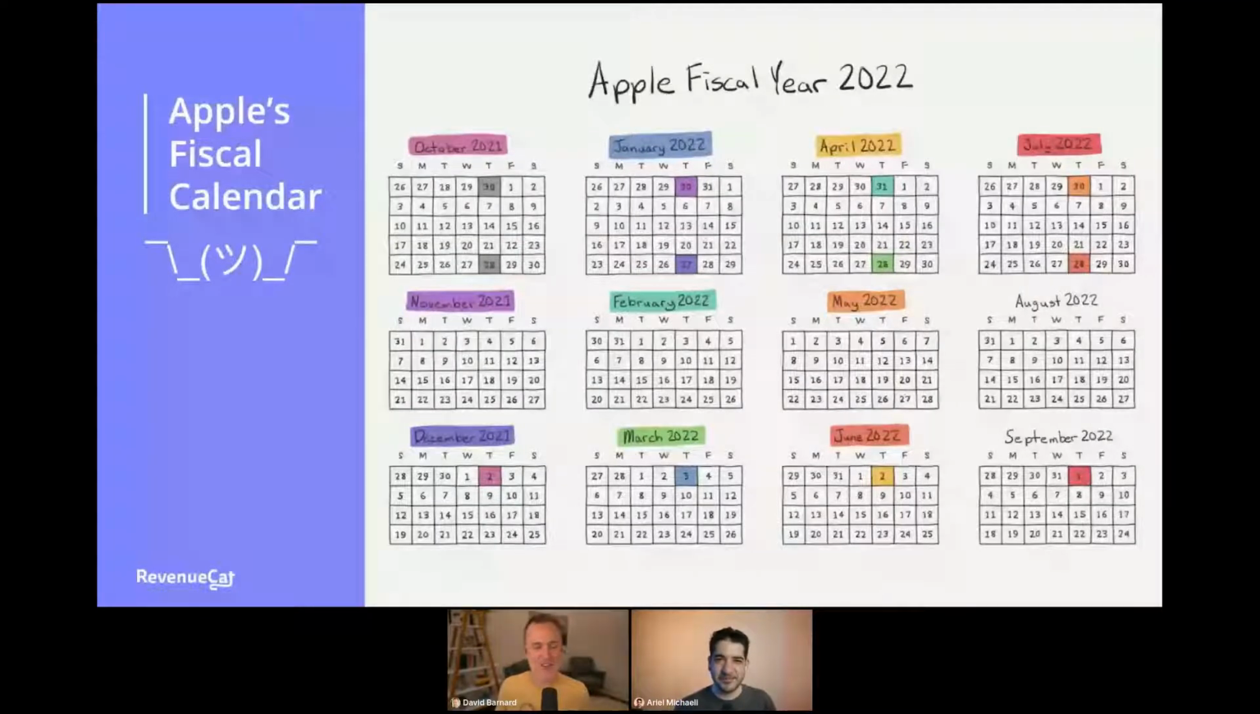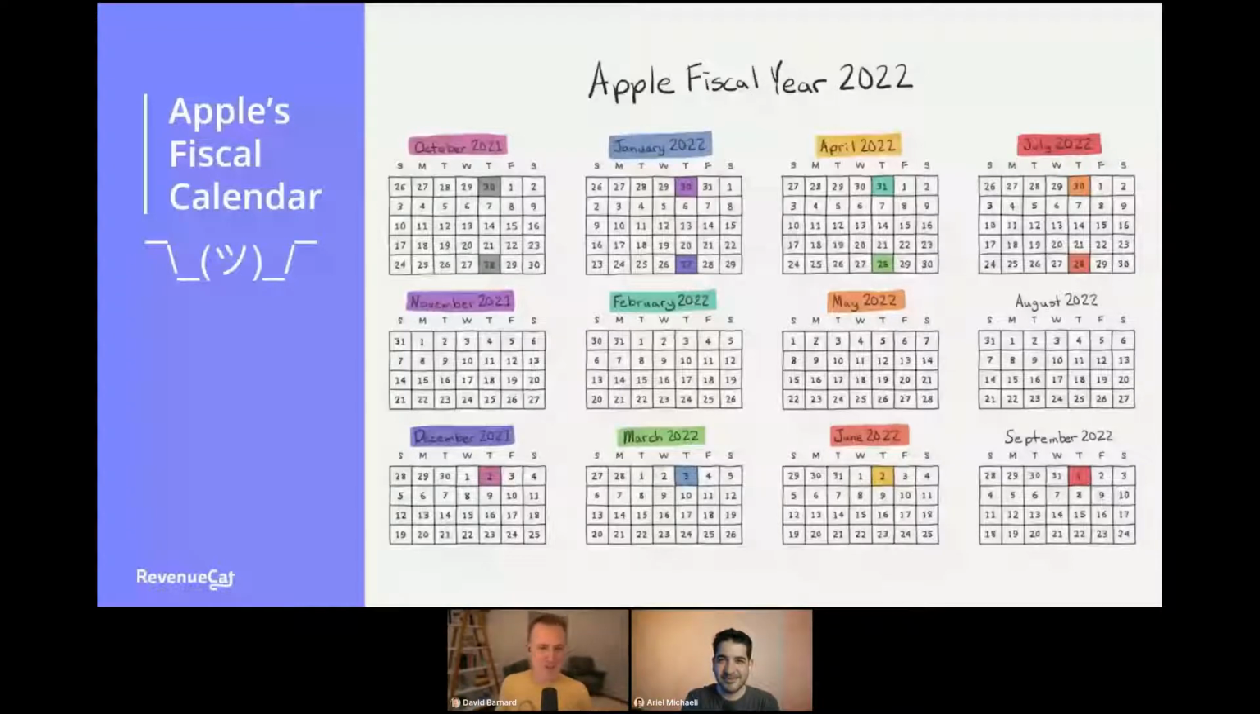I for years kind of beat my head against this wall, and finally a couple of years ago created a color-coded chart to understand this. And so this is a perfect example. January 2022 fiscal month started December 26th. And that's actually Q2. That's the beginning of Q2 for Apple.